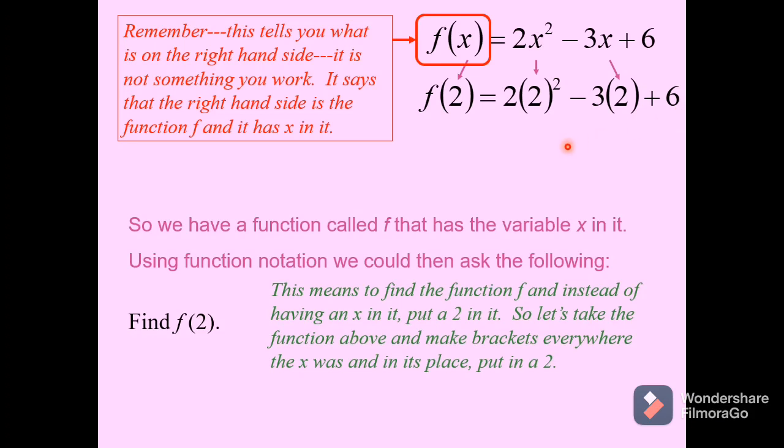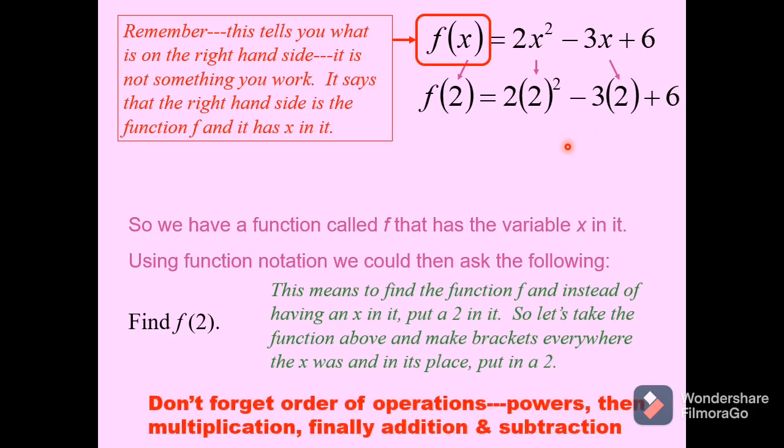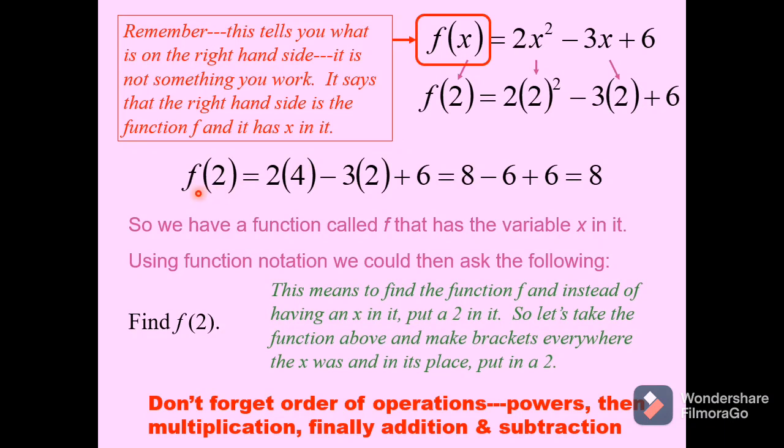After that, we need to simplify that using the operations or order of operations. The power, then multiplication, finally, addition and subtraction. For this one, we have 2 squared kasi power yung una. And 2 squared is 2 times 2 and that is 4. So, we have here function of 2 is equal to 2 times 4 minus 3 times 2 plus 6.